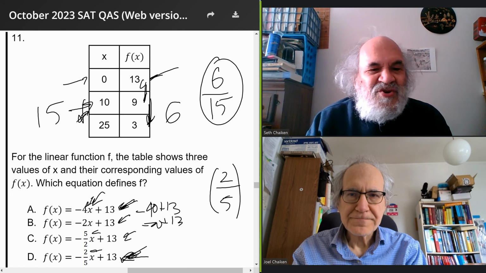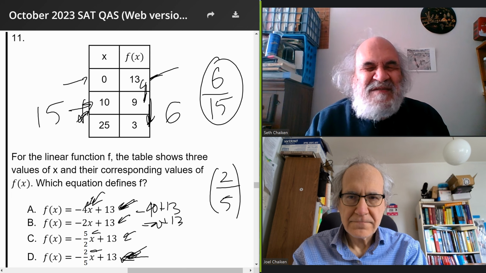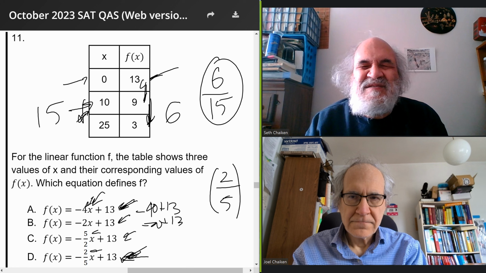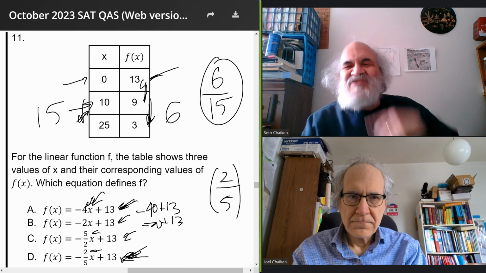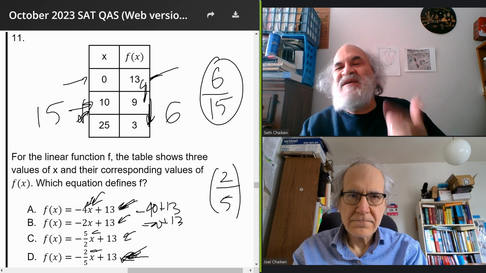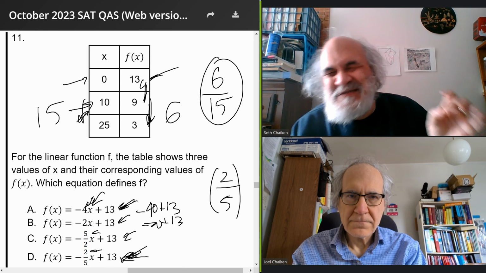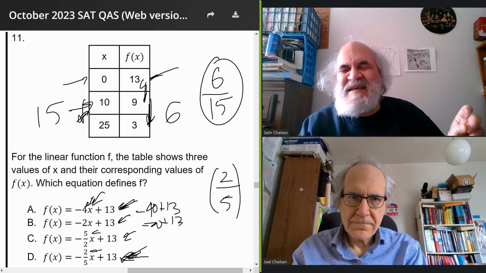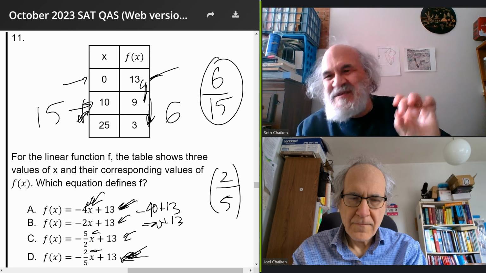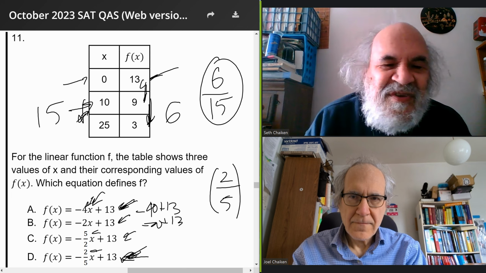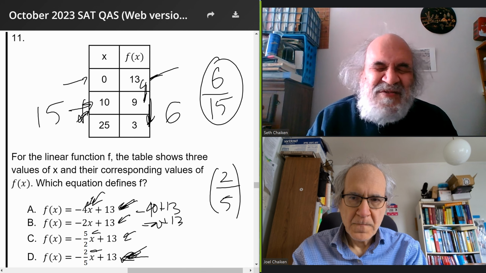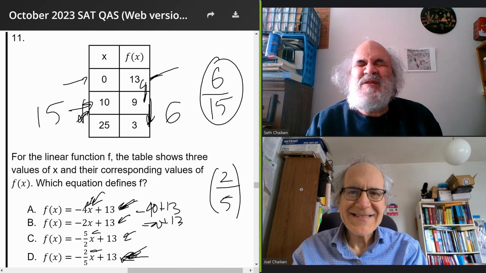Yeah. And the only choice they give you of a slope that's a negative number that is less slopey than -1, in other words, a negative number which is negative but larger than -1, the only choice is -2/5. Right, basically. Another way of seeing it.